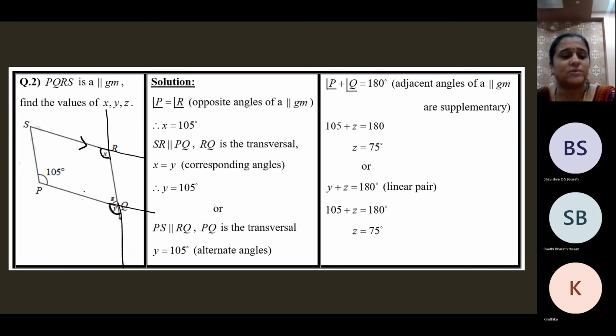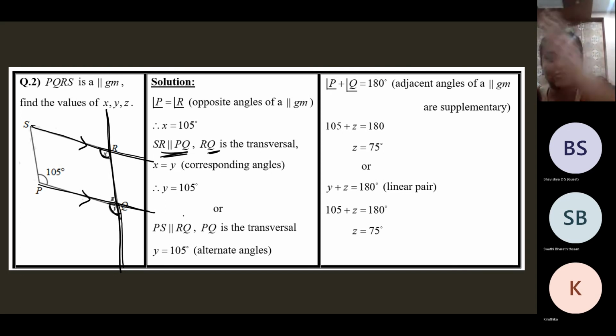Now, this is parallel to this because it's a parallelogram. Opposite sides are parallel. So these two lines are parallel to each other, and this is the transversal. X and Y are two angles on the same side of the transversal. X is an interior angle while Y is an exterior angle. So clearly they are corresponding angles. Corresponding angles are equal when the lines are parallel. SR is parallel to PQ and RQ is a transversal.